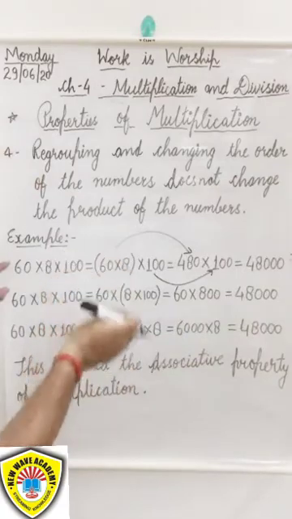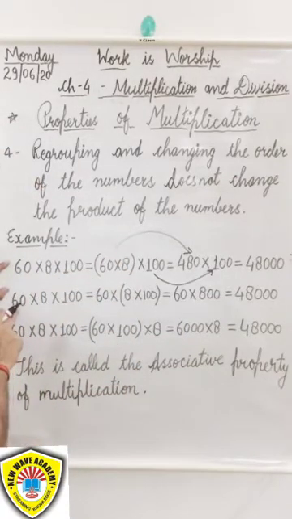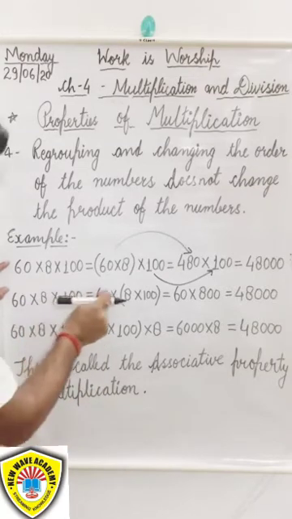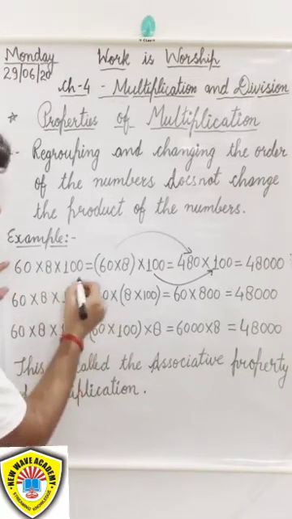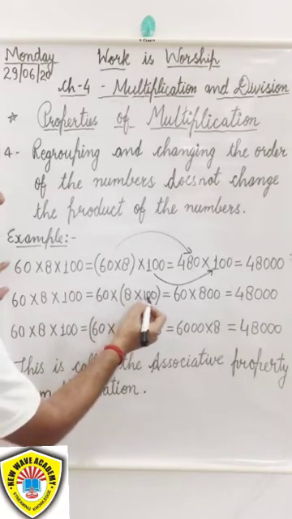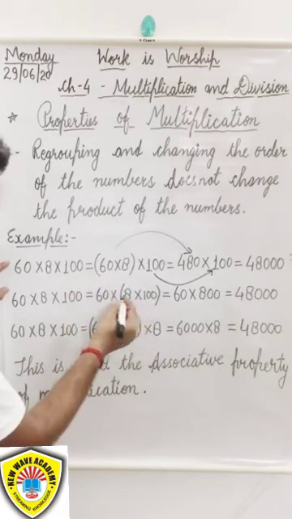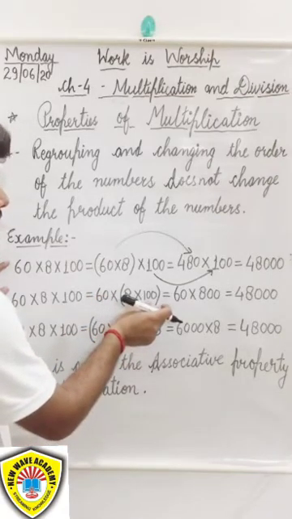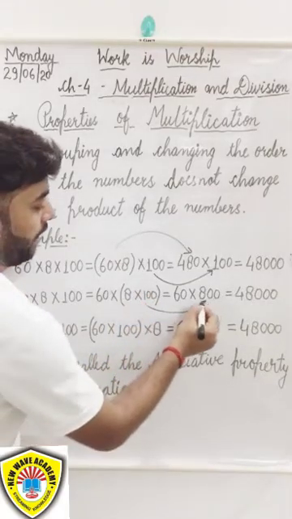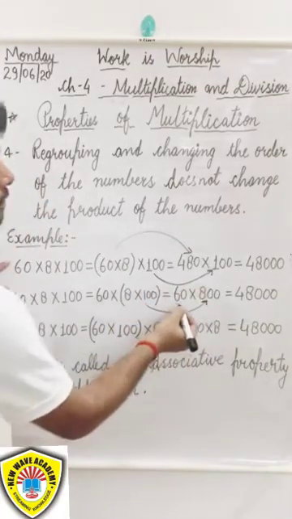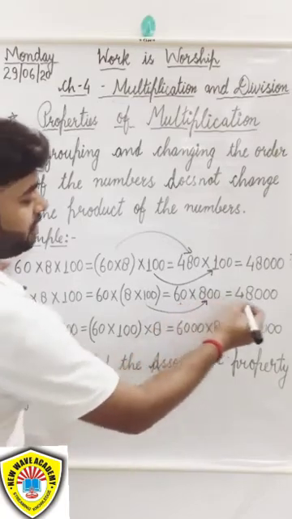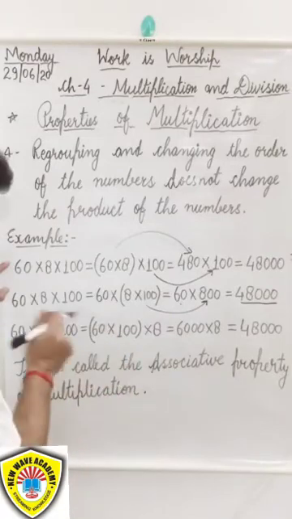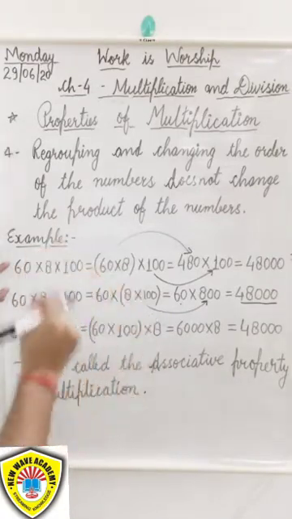48,000. Now in the second step, we have the same numbers, 60 into 8 into 100. Now in this step, we will regroup the numbers 8 and 100. First of all, we will multiply 8 and 100. So what is the product we will get? 800. Then after that we will multiply it by 60. So what is the product? 48,000 here also.